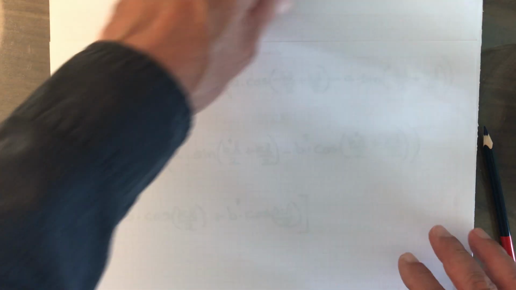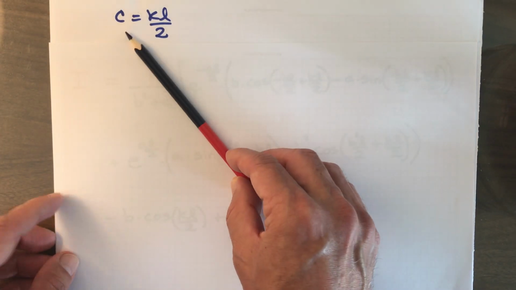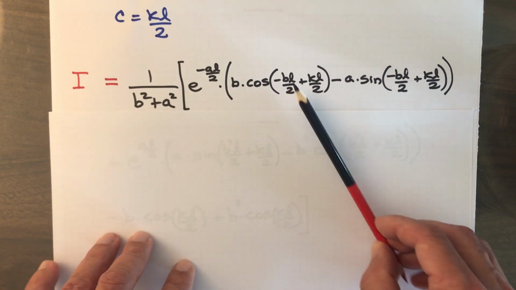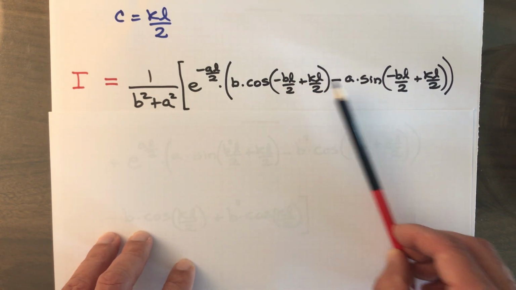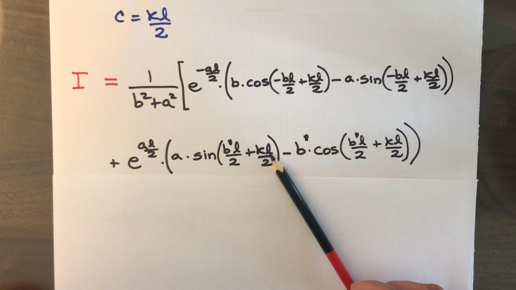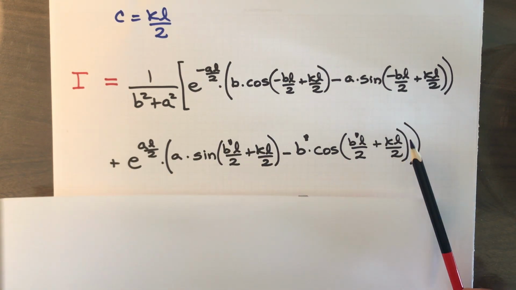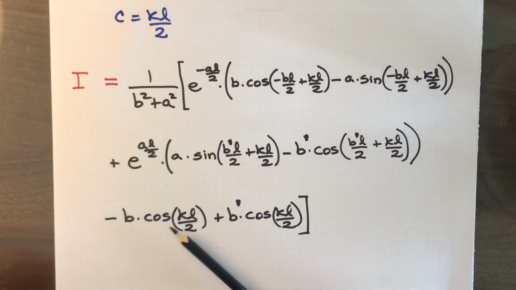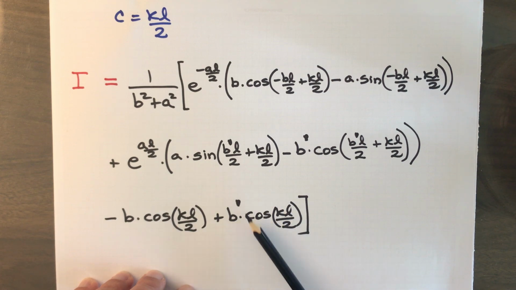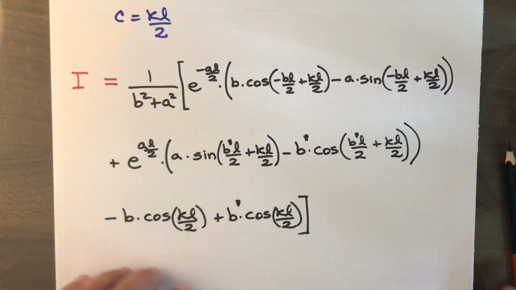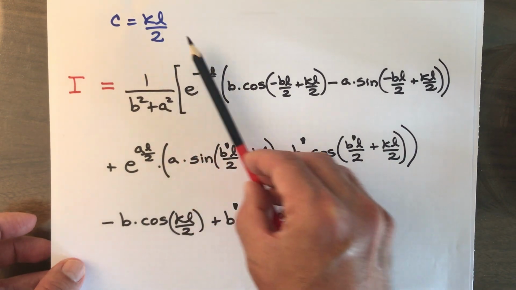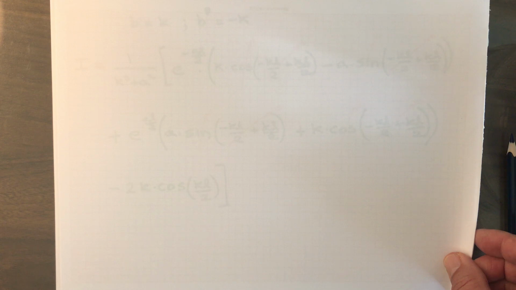to solve our integral equation initially. So first we say c equals kl over 2. When we say that, we start putting in here kl over 2 instead of this c, kl over 2 instead of this c, and here, similarly, we start replacing kl over 2. And then on the final term, minus b cosine c becomes minus b cosine kl over 2, plus b prime cosine c becomes plus b prime cosine kl over 2. So again, all we've done here is just started replacing c into our expression for the integral.